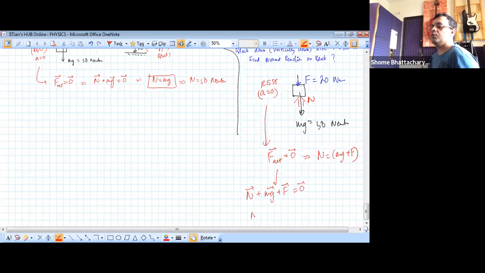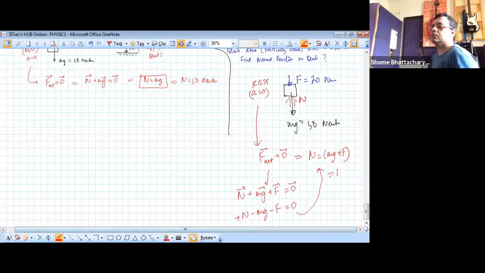So this is the normal reaction acting in the positive direction upwards, but mg is acting downwards, so we'll have to put it with the minus sign. F is acting downwards. So this sum is zero. That is what is telling us that the normal reaction has therefore increased. To how much? It has increased to 70 newtons. So that is an example of how the normal reaction is self-adjusting.